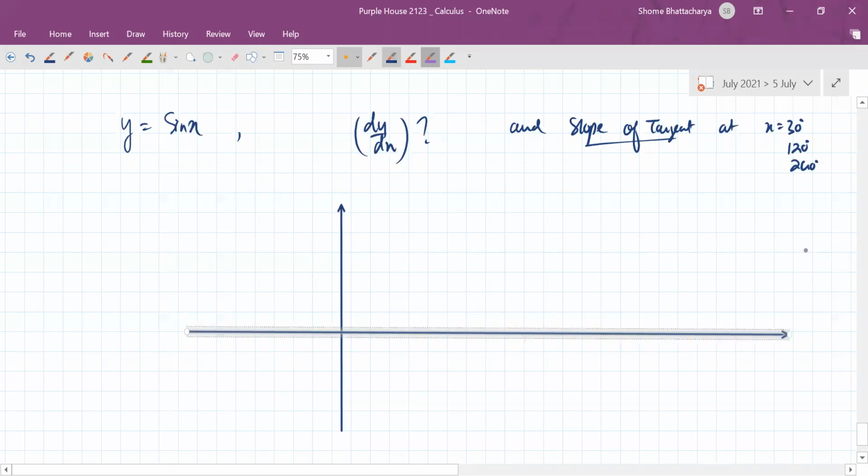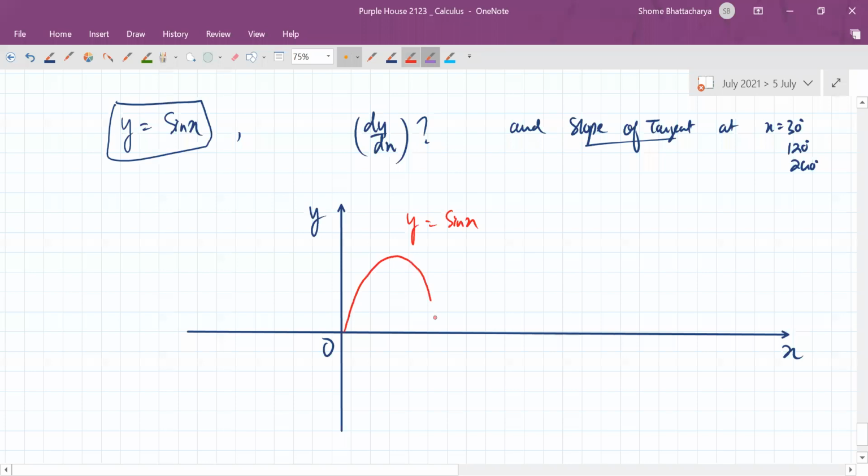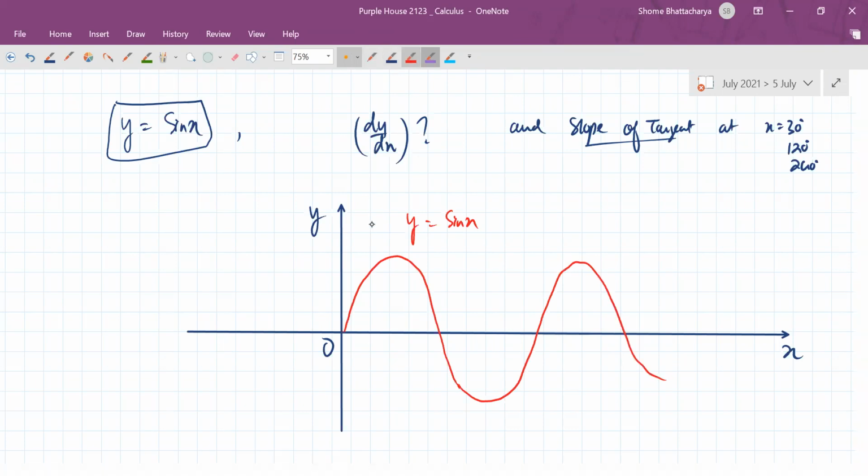Which is the function whose slope of tangent we are trying to find out? That is this function. So which graph will we draw? We'll draw the graph of y is equal to sine x. Okay, so that graph we just saw, basically a cyclically repeating graph like this. Now in this, this is 90, this is 180, this is 270, this is 360, this is -1, this is 1.